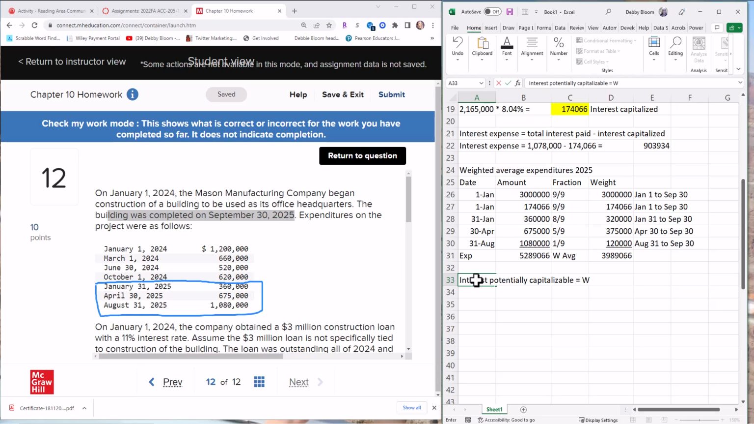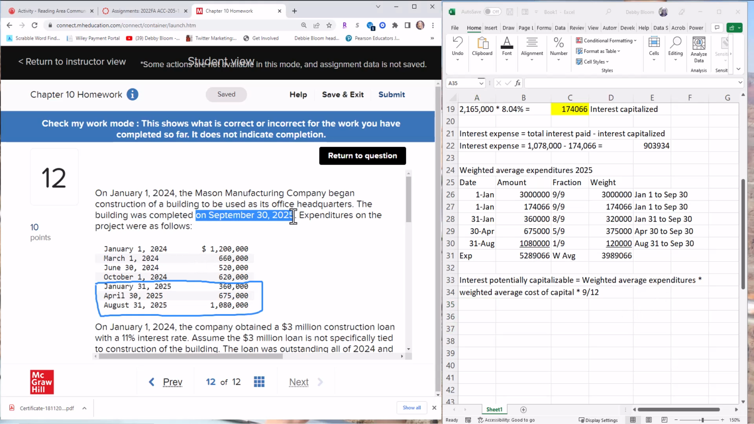and I'm going to take the weighted average expenditures, and I'm going to multiply it by the weighted average cost of capital. Now remember, because year 2 is 9 months, the 8.04% is annualized, so I'm also going to have to multiply that by 9 over 12, only for the second year, once again, because it was completed on September 30th, so we can only capitalize interest to September 30th.